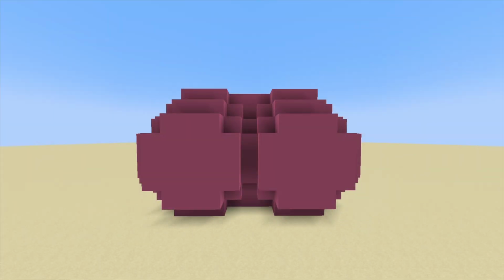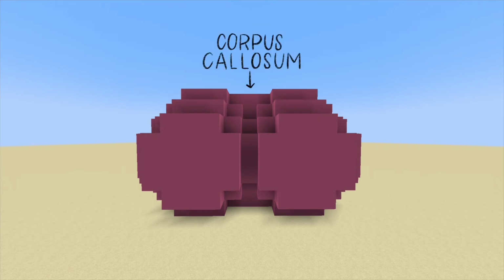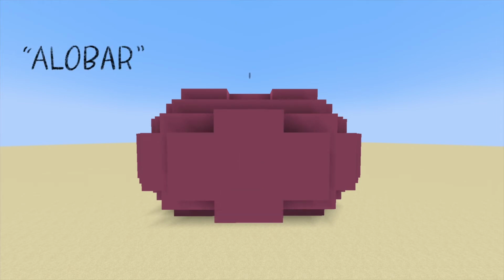The second cleavage of the forebrain separates it into 2 parts, and the third cleavage separates it into the left and right hemispheres. Once both hemispheres of the brain are developed, the corpus callosum forms between them, allowing them to connect and communicate. An alobar brain is the result of cyclopamine interrupting the sonic hedgehog pathway.